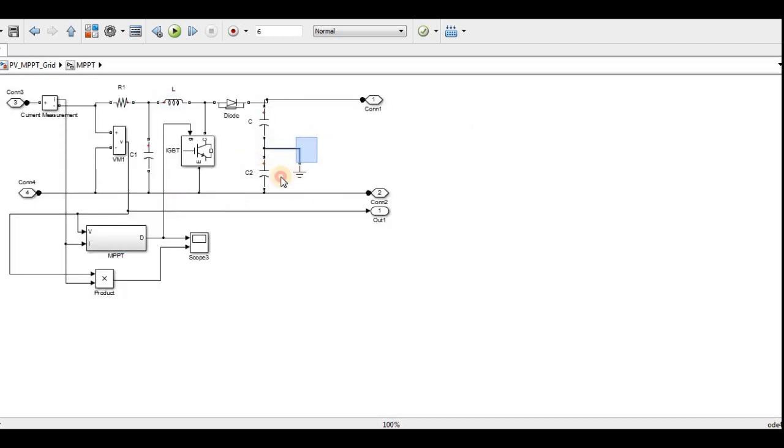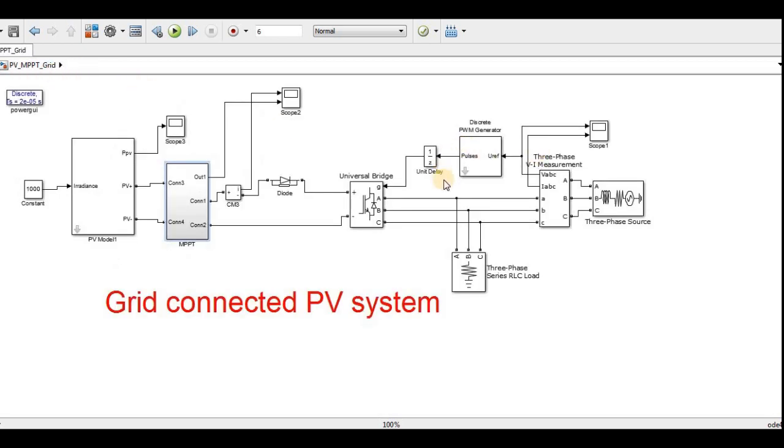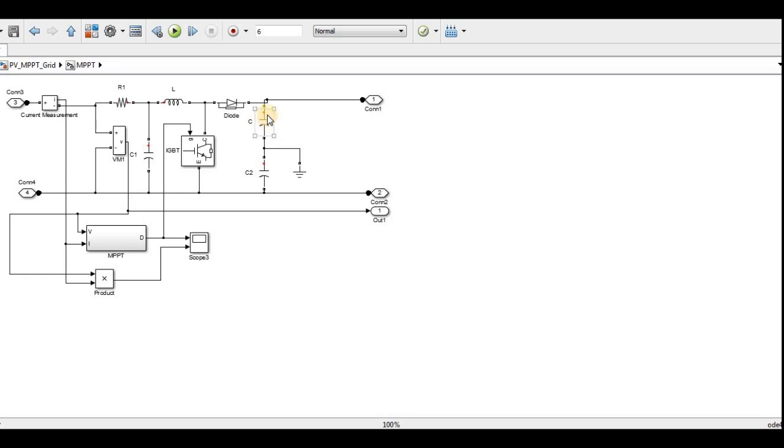You need not consider this ground also, but the model will work. But to make other controllers, I made it like this, because in my further videos I will explain different controllers where phase voltages and line voltages can also be controlled. And after this diode, which is for the boost converter, a capacitor is there.